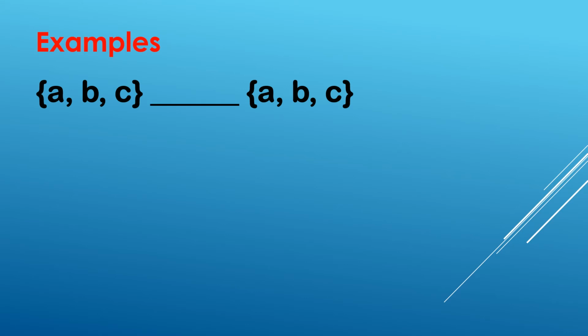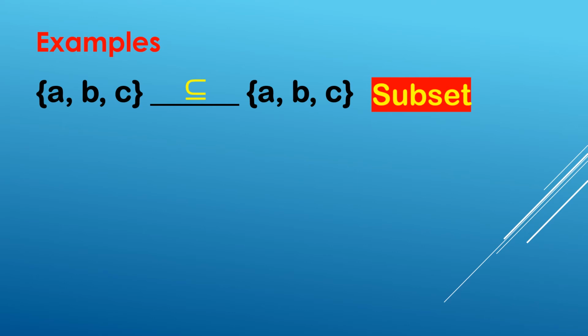So, let's have this example. Okay, so, ABC blank ABC. So, tingnan nyo. Say, for example, this is set A and this is set B. So, set A contains elements A, B, C, and set B contains elements A, B, C. So, how will you describe this one? Is set A subset of set B? Or set A is a proper subset of set B? Okay, so that's right. We have here, it is a subset. So, not a proper subset.